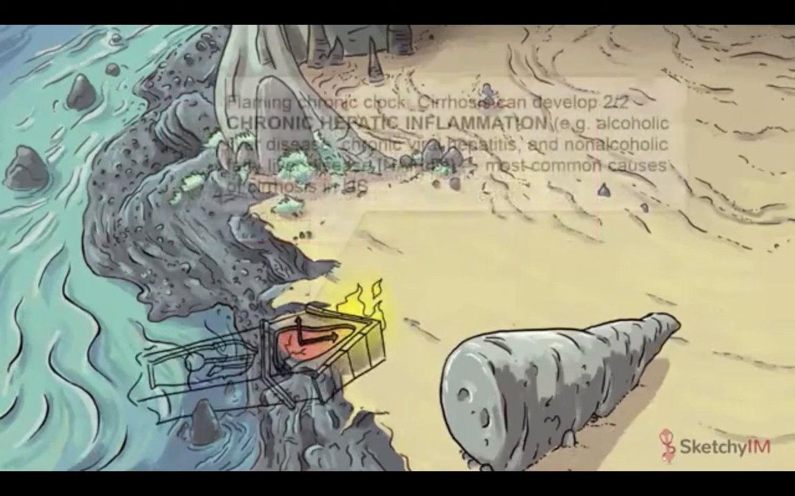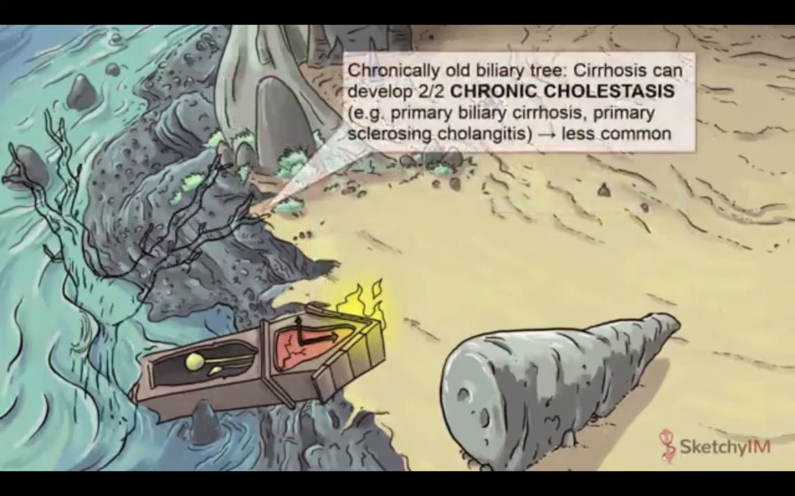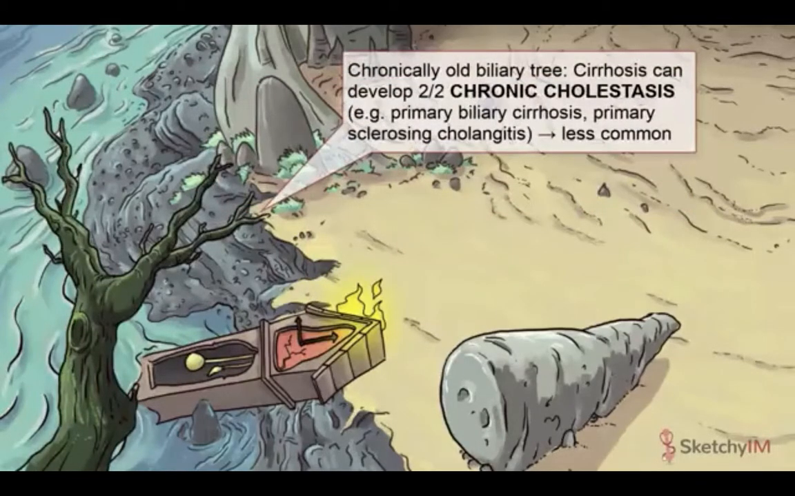In the United States, the most common causes of cirrhosis are alcoholic liver disease, viral hepatitis, and non alcoholic fatty liver disease, all disorders characterized by chronic hepatic inflammation. Chronic cholestasis, though less common, can also lead to cirrhosis. In this scene, it's depicted by this chronically gnarled old biliary tree. Associated disorders include primary biliary cholangitis or primary sclerosing cholangitis. For a complete workup of the causes of cirrhosis, check out our chronic liver disease DDX sketch.